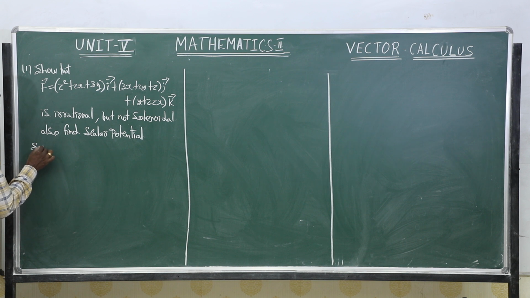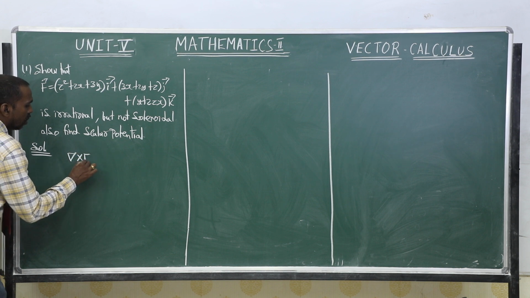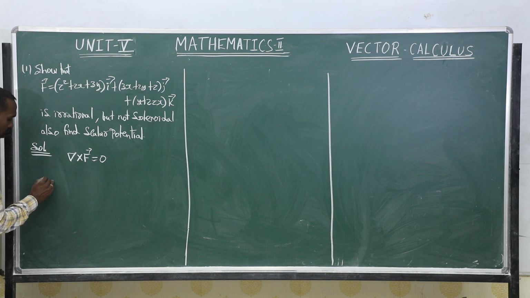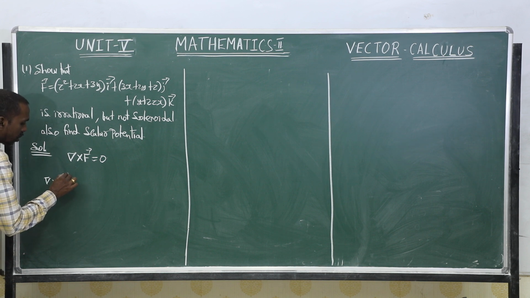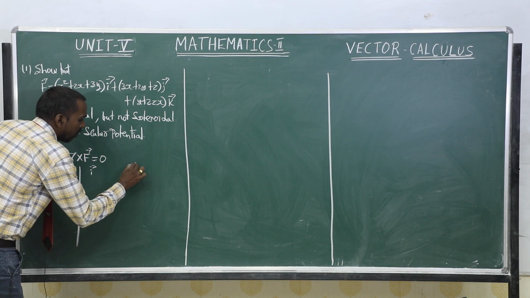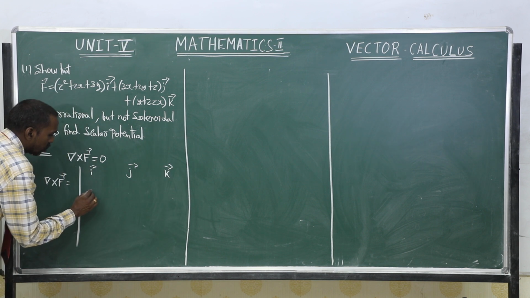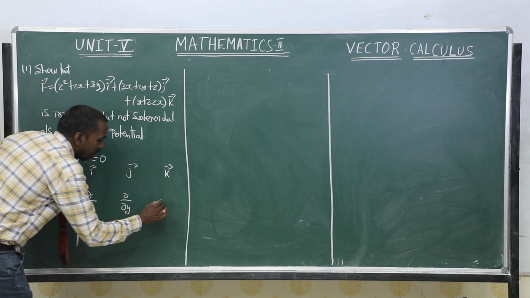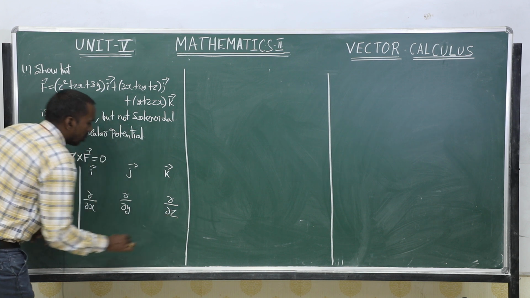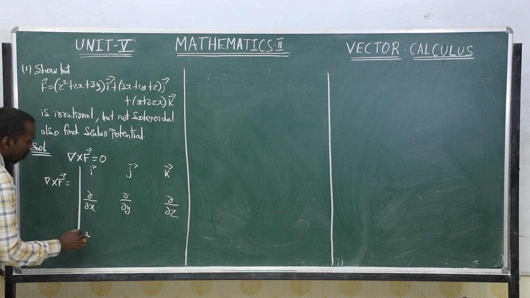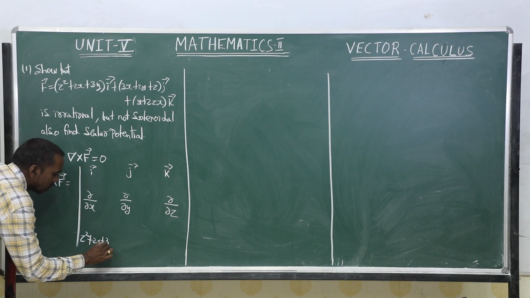So what is the first part? We have to prove it is irrotational. So we have to find del cross F vector, and prove that it is 0. I find the del cross F vector by using the determinant method. Here i vector, j vector, k vector, then del by del x, del by del y, del by del z, and then F1, the i coefficient, z² + 2x + 3y.